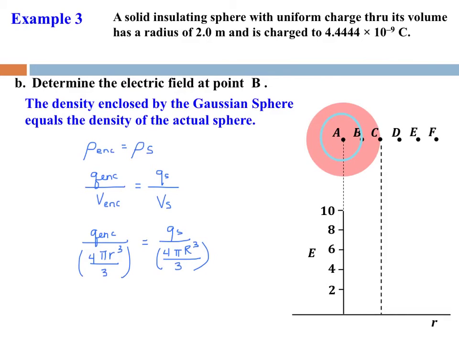Okay, so we can say that our charge enclosed is going to be equal to the charge of the sphere. Our pi's will cancel out, our 3's will cancel out, and the 4's will cancel out. So we're left with the radius of our Gaussian surface cubed divided by the radius of the actual sphere cubed. And this is going to be our charge enclosed.